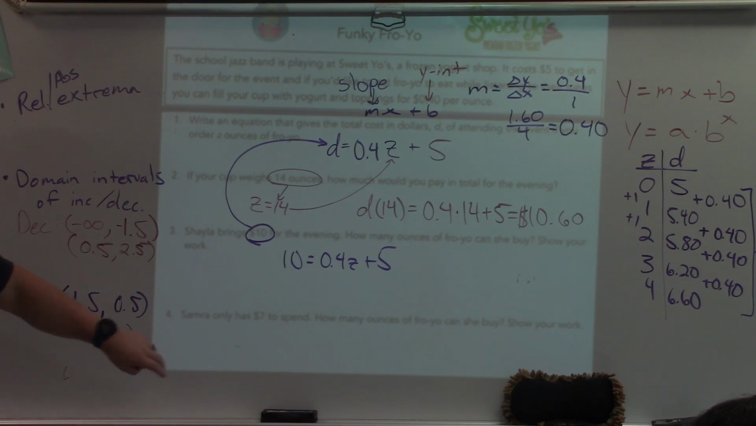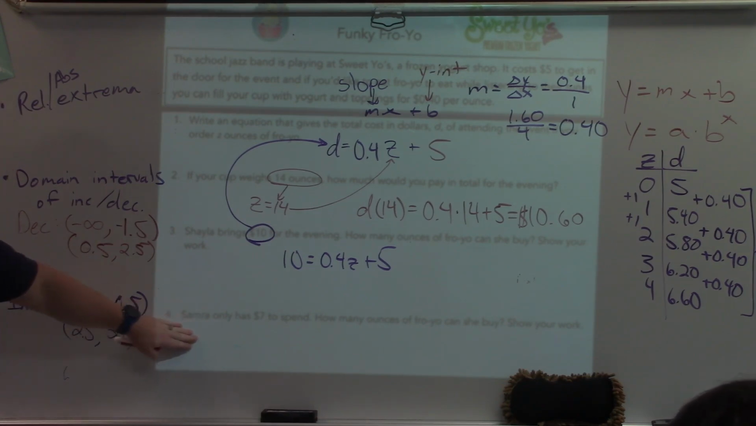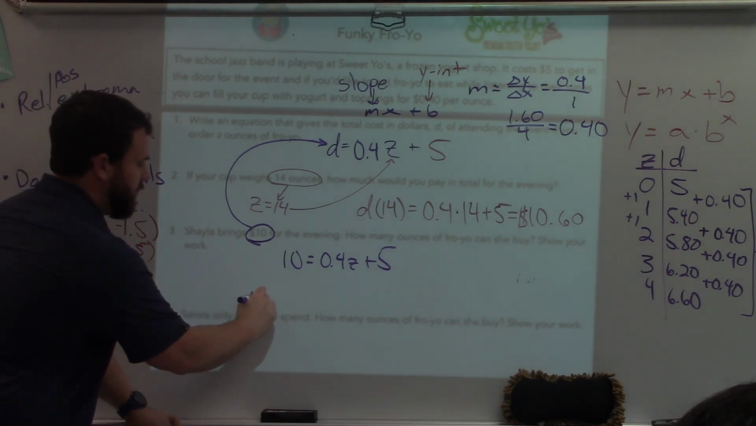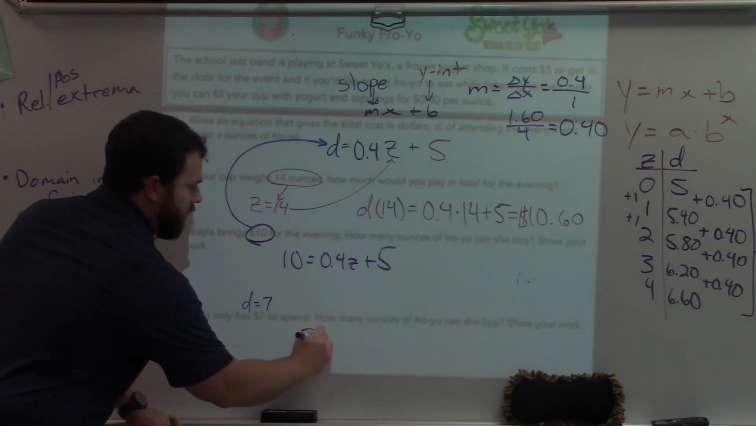Yeah? Hey guys, we still have a minute. Chill for a second. Number 4, Samra only has $7 to spend. How can we figure out how many ounces she could buy? Substitute 7 in for the dollars.